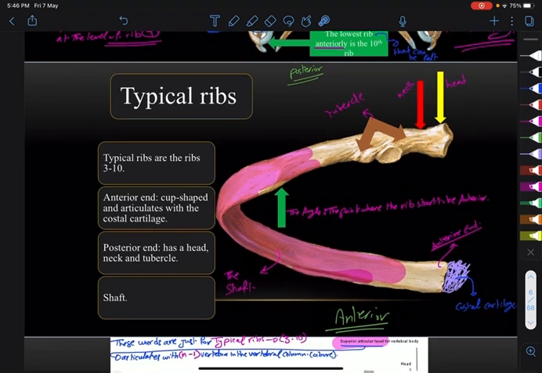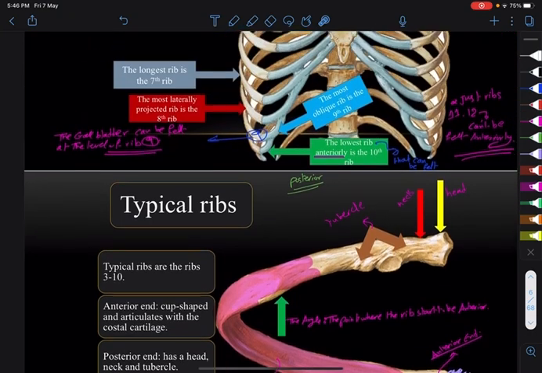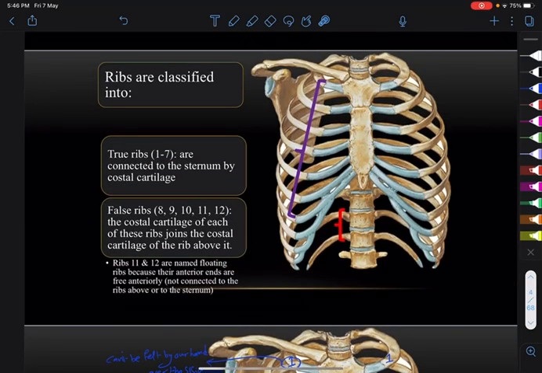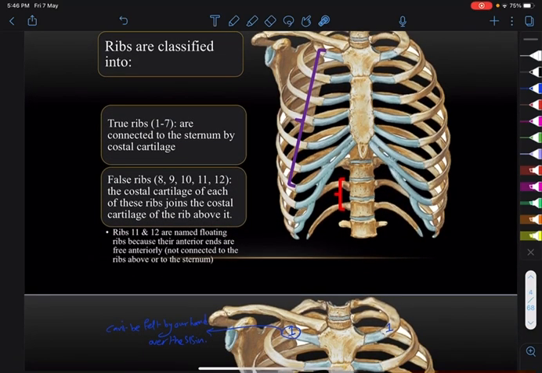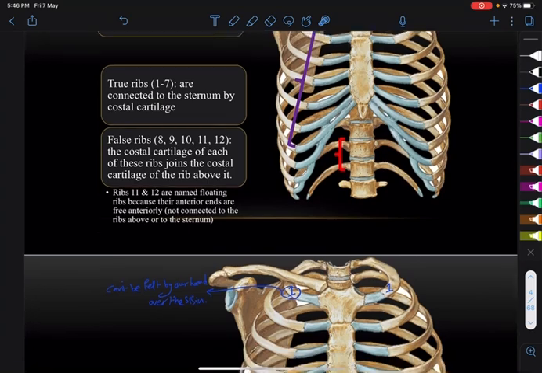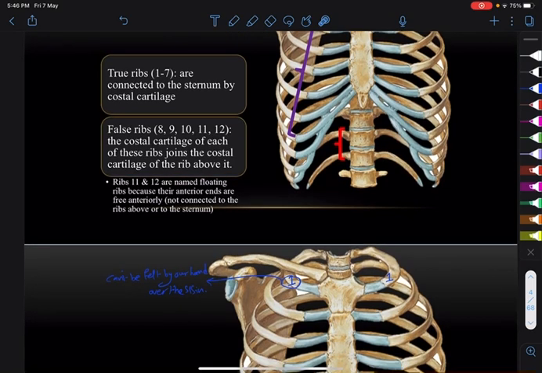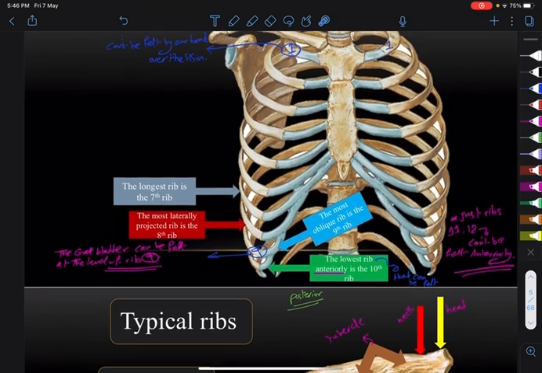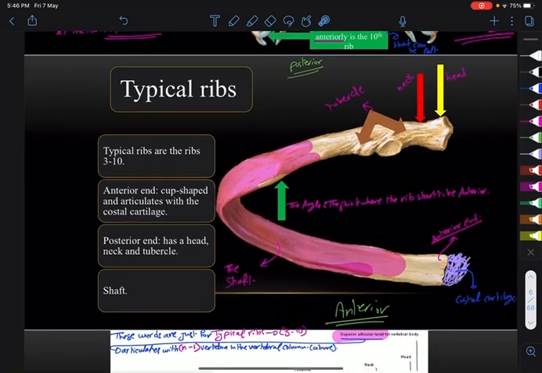Okay, typical ribs. هلا احنا خلصنا ال true and false ribs. The true ribs 1 to 7, the false ribs 8 to 12. The floating ribs 11 and 12. عندنا هلا term ثاني واللي هو typical ribs, which are the ribs from 3 to 10. 3, 4, 5, and 6, and 7, 8, 9, and 10.